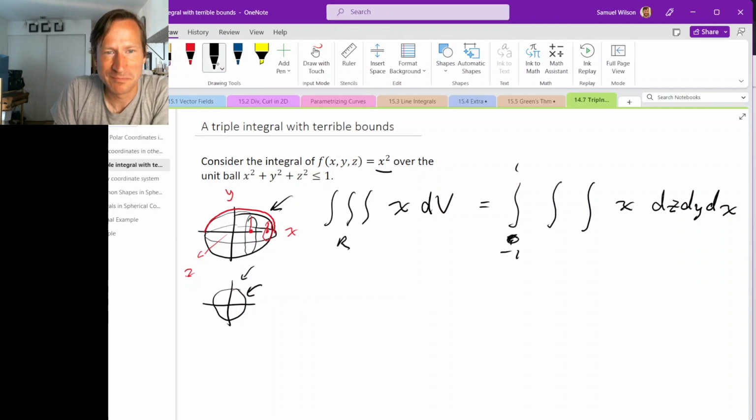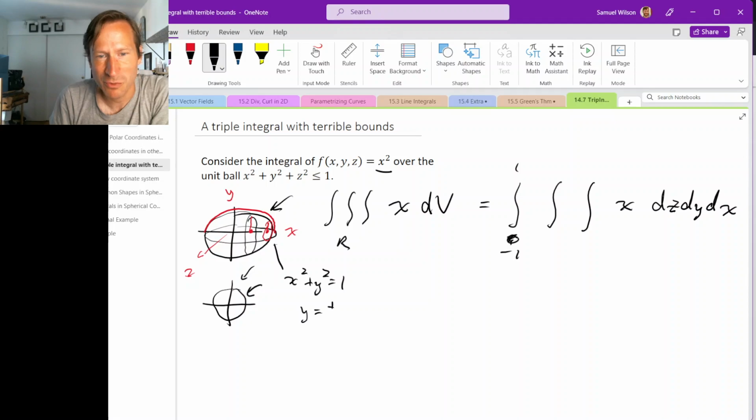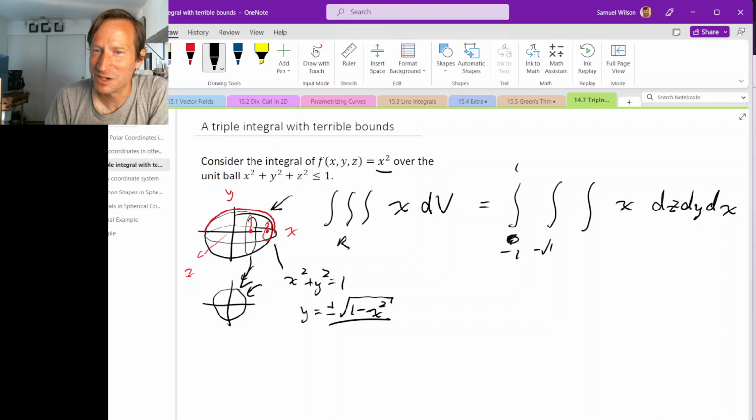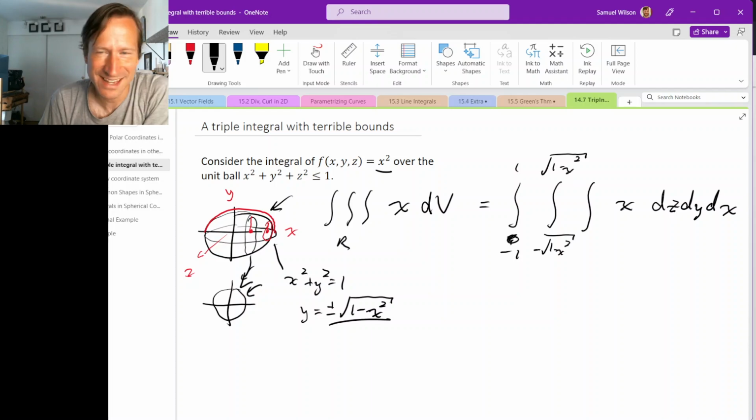Okay, so this circle that this top curve is a part of is x squared plus y squared equals 1. If we solve this for y, we get y equals plus or minus the square root of 1 minus x squared. There we go. So the y coordinates that this cross section touches go from minus the square root of 1 minus x squared up to plus the square root of 1 minus x squared. That's kind of ugly as bounds.